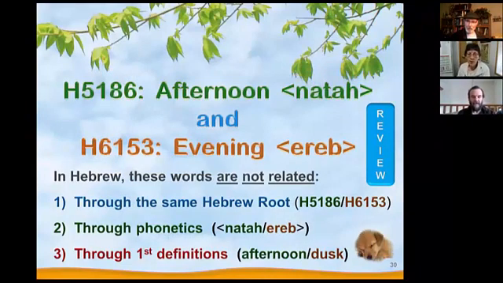This is also part of the Grammar 101, these rules that we want to remember. Afternoon is 5186. We're comparing it to 6153, evening. And I'm saying in Hebrew, these words are not related at all. They are not related through a similar Hebrew root. These words are very different. They do not go back to a family root word. So no relationship there at all between afternoon and evening. They are definitely not related through phonetics in Hebrew. One is nata and evening is erev. No relationship like tohu and bohu that you'll find in Genesis 1:2. And they are definitely not related through their first definitions. Afternoon is afternoon, and for evening, dusk is dusk. So there was no relation that evening was taking on a definition of afternoon.